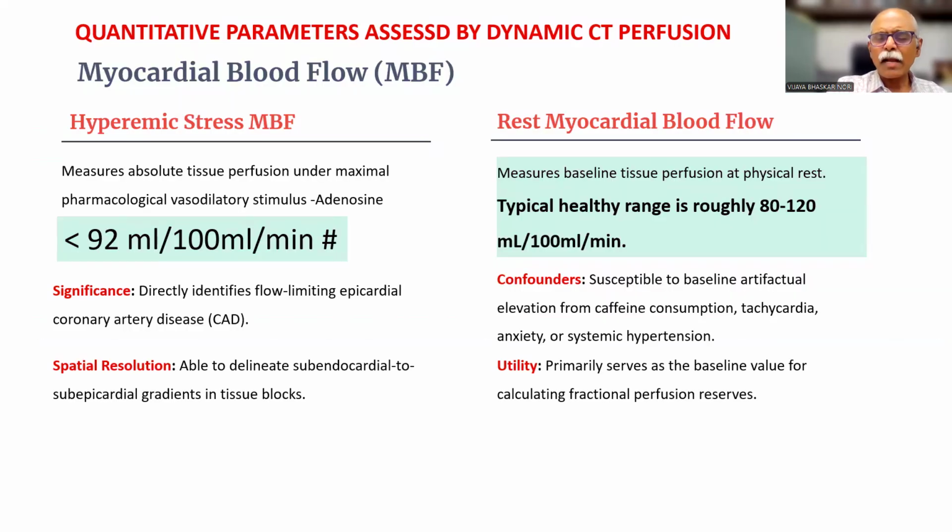Now, what are the absolute parameters to say that a particular defect is significant ischemia? An absolute myocardial blood flow value of less than 92 ml per 100 ml per minute in the myocardial segment is very, very suggestive of significant hemodynamic ischemia. Similarly, in the rest myocardial blood flow, normal healthy myocardium has 80 to 120 ml per 100 ml per minute. If any rest myocardial blood flow is less than 80, then there is definitely reduced rest myocardial blood flow, which is commonly seen in coronary microvascular dysfunction.